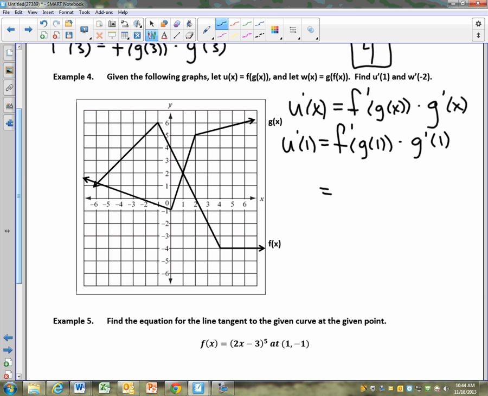So the question is, what is g prime of 1? We'll do that first. So what is the rate of change of the function g at 1? If I go over to 1, the rate of change means the slope. What's the slope? 3.